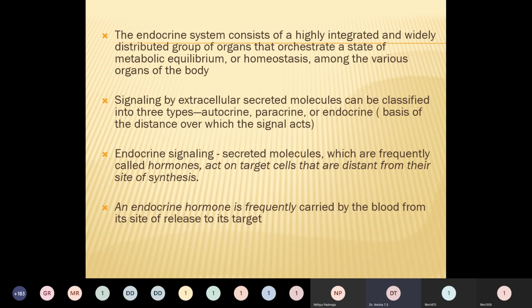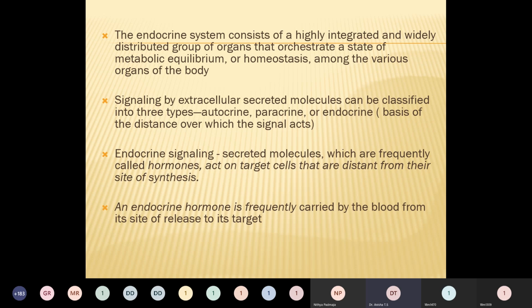So what is this endocrine system? It's a highly integrated and widely distributed group of organs. And this endocrine system orchestrates a state of metabolic equilibrium. What do you mean by metabolic equilibrium? It means that these hormones have to be in sync so that everything works well. Okay. And in homeostasis among various organs of the body.